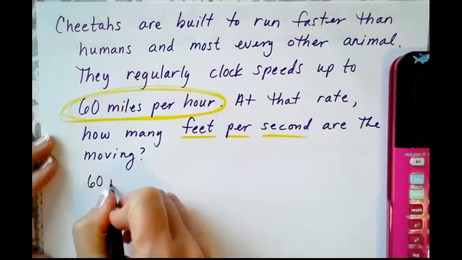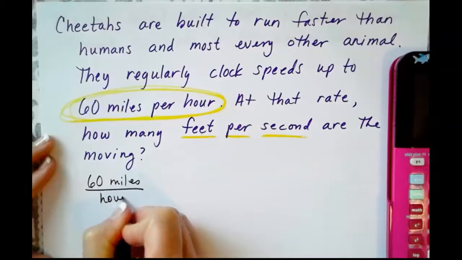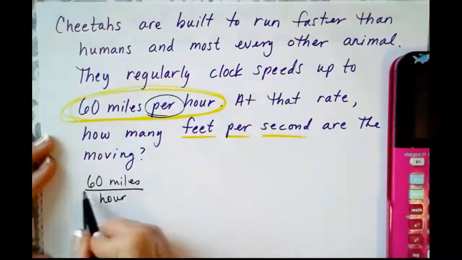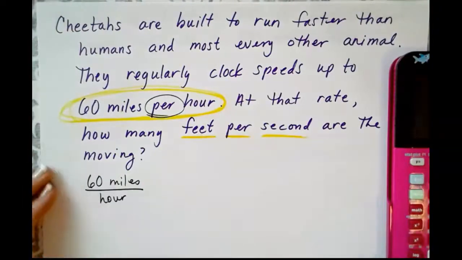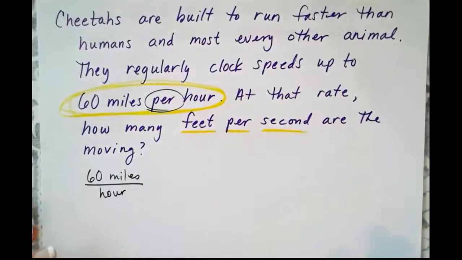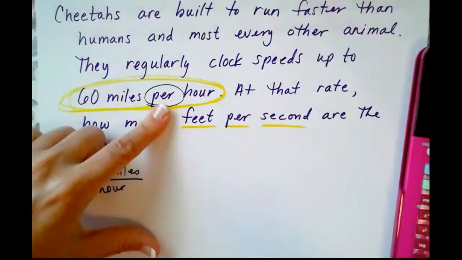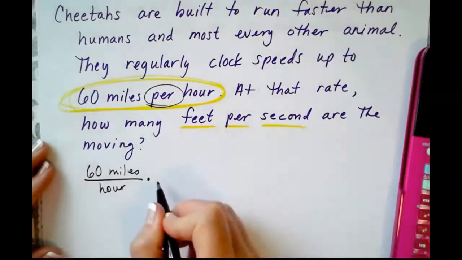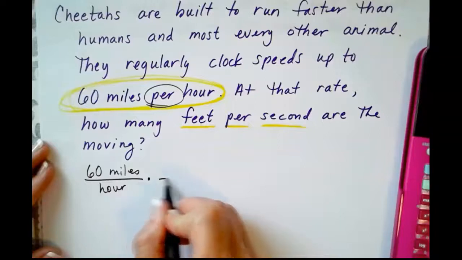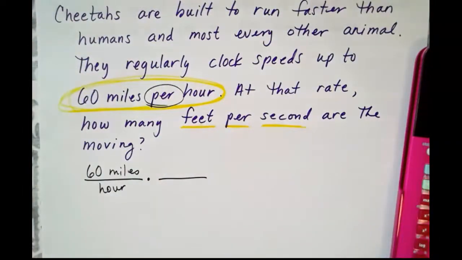So 60 miles per hour. Every time you read that word per, that is going to be your big fat fraction bar. That's where you're going to be doing your division. So per means division. Not like a cat purring, but the word per, it's indicating division. So think about what we want to undo first. It's the same plan that we were using before.